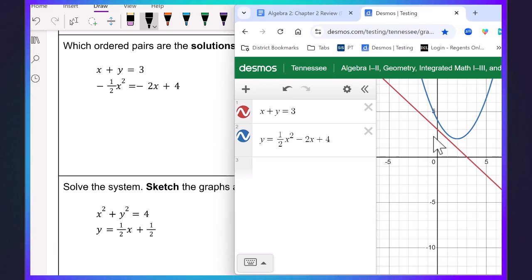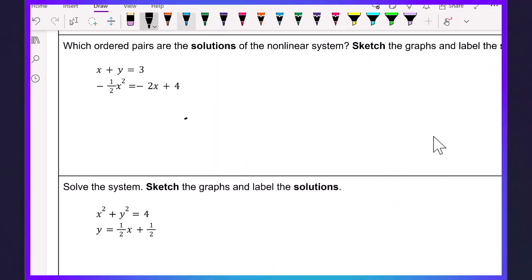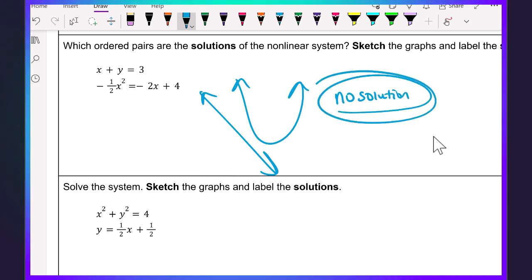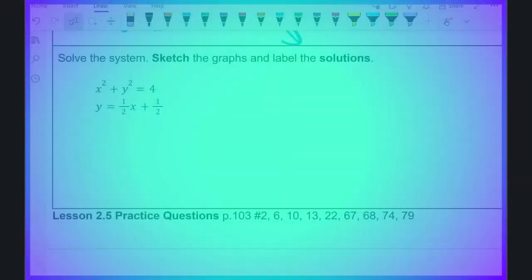So I'm just going to do like a generic little graph over here. So I've got this one, and then I've got my linear right here. It's just missing it, so I'm going to say no solution. And I'm going to show my work here on how I typed it into Desmos. Okay, and that's it. All right, let's look at the last question.